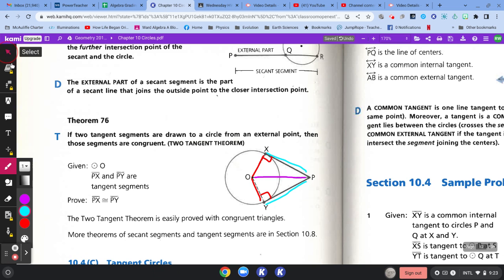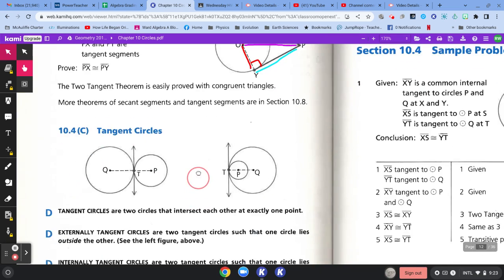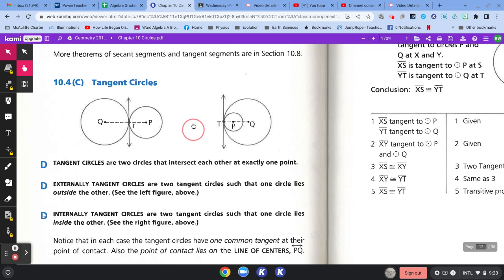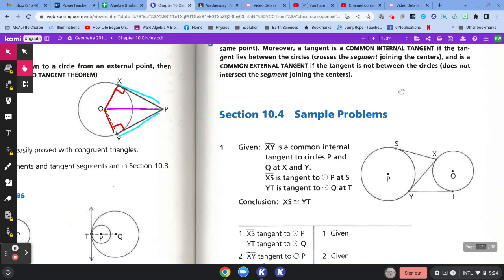Now let's consider some further things. That's Part B. Let's deal with Part C. Tangent circles. Circles can be tangent as well. And you can have circles that are tangent where they touch, and also circles where one is inside another one, and they're tangent where they touch. So they touch at exactly one point. You can have externally or internally tangent circles. Now, let's consider some implications of that.